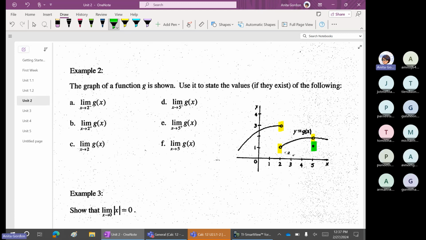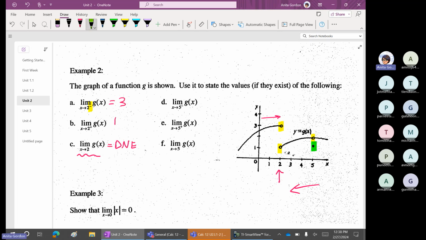Okay, so now by observation, the limit as x approaches 2 of g of x from the left side. So I'm going to go find the number 2. Here it is. And from the left side, what number am I approaching? 3. And from the right side, what number am I approaching? 1. Okay, so then the overall limit does not exist.